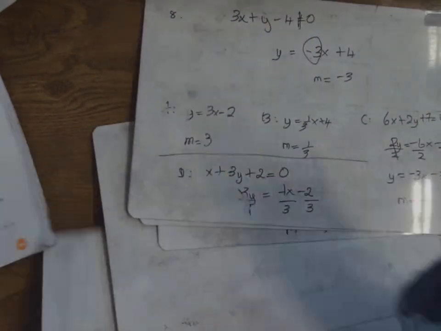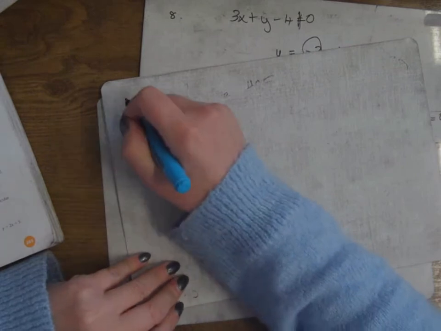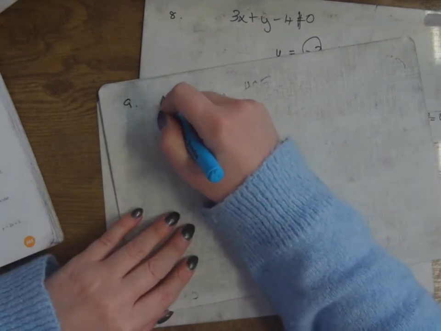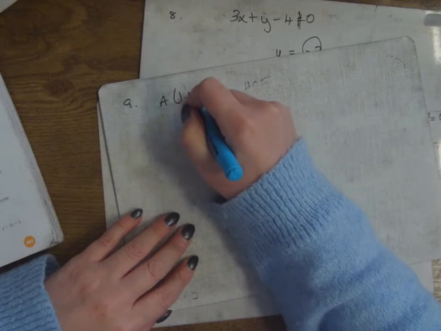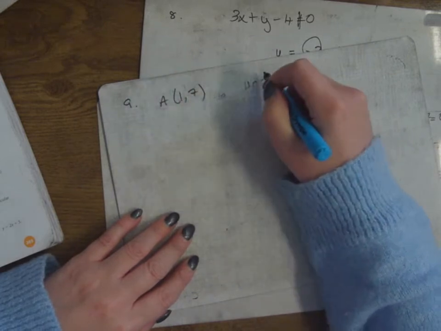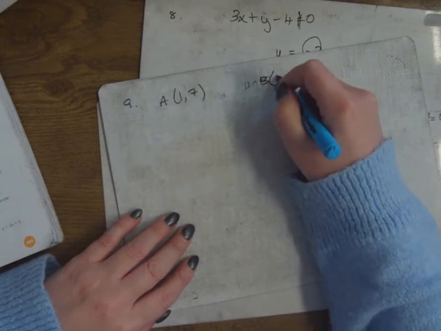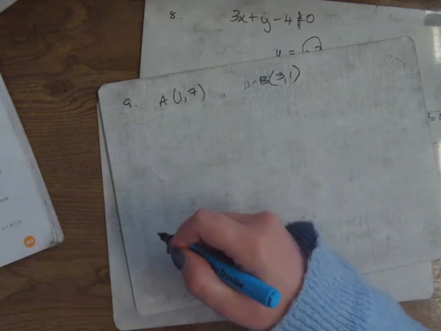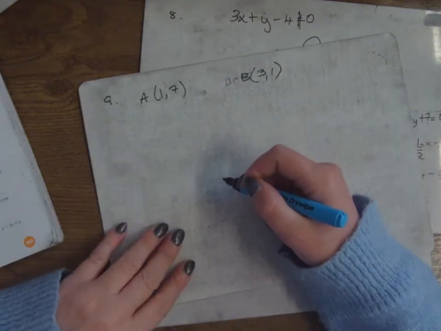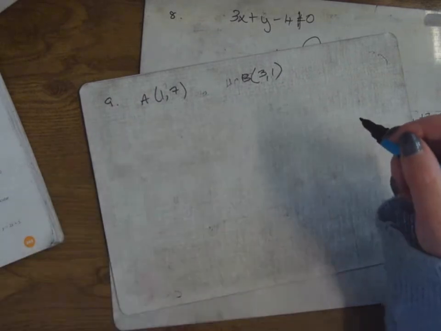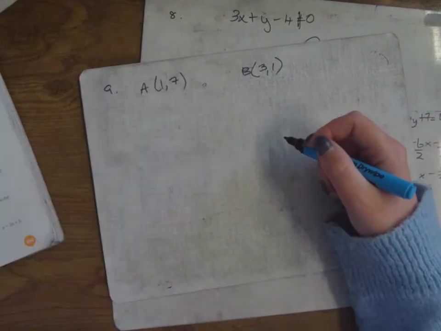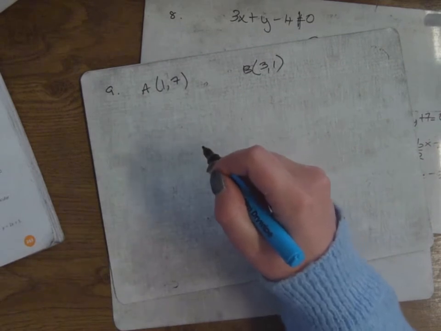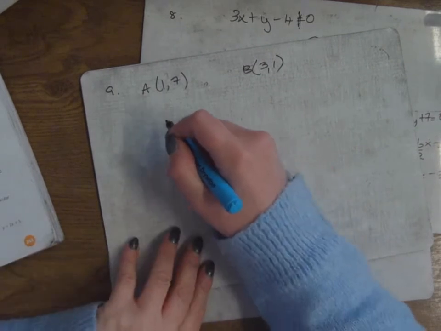Right, 9. The point A has coordinates 1, 7. And the point B has coordinates 3, 1. The midpoint of AB is P. I'm not going to read anymore. What am I going to do? I'm getting the midpoint, won't I? So I'm just stopping there and getting the midpoint.